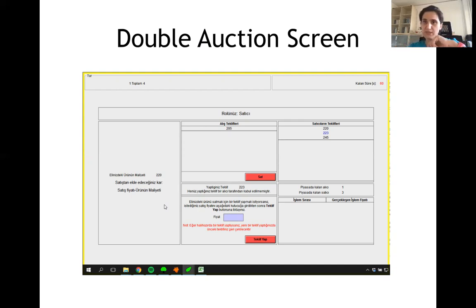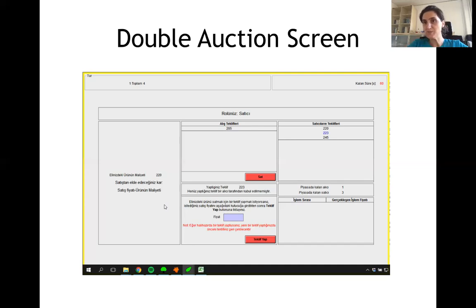On the right, the "satıcıların teklifleri" part. Then you can also make an offer yourself by writing down a price here, and you can click on the "teklif yap" button. And in the last square, you see how many buyers and how many sellers are left in the market. You also see the trading and the prices.